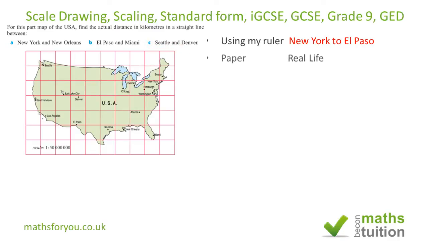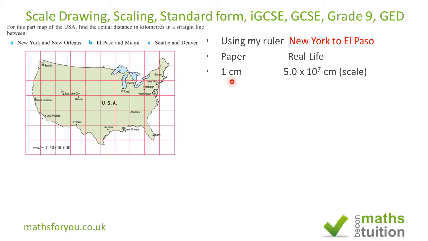Right, two columns, one for paper and one for real life. Now, over here we got our scale measurement, 1 to 50 million. The 1 will be under paper and the 50 million will be under real life. So now we have 1 centimeter to 5.0 times 10 to the power 7. I've expressed this in standard form because there's too many zeros there. If you check, we got 7 zeros there, so you got 10 to the power 7.